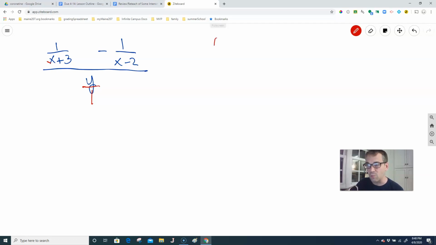That expression in this case will be the expression x plus 3 times x minus 2. If I multiply each piece of this by that expression, then certain things will cancel off and certain things are left behind, and it's not so bad. So I'm going to take every single part of this fraction and multiply it by this thing that cancels off everything. So 2, 2, 2.